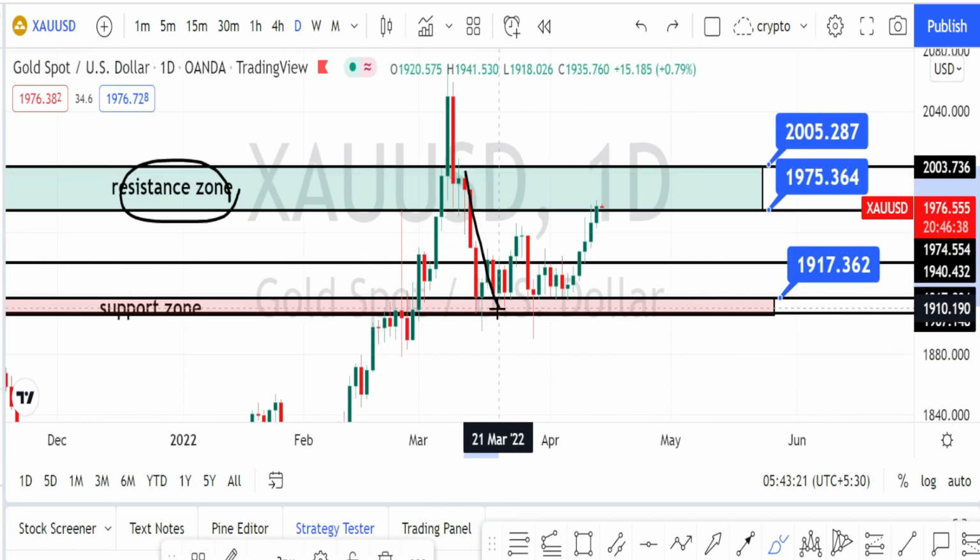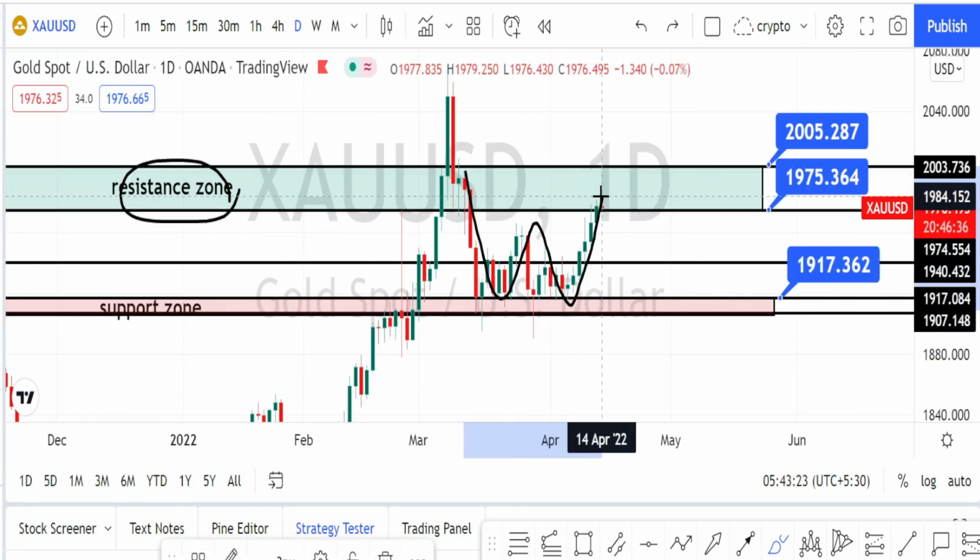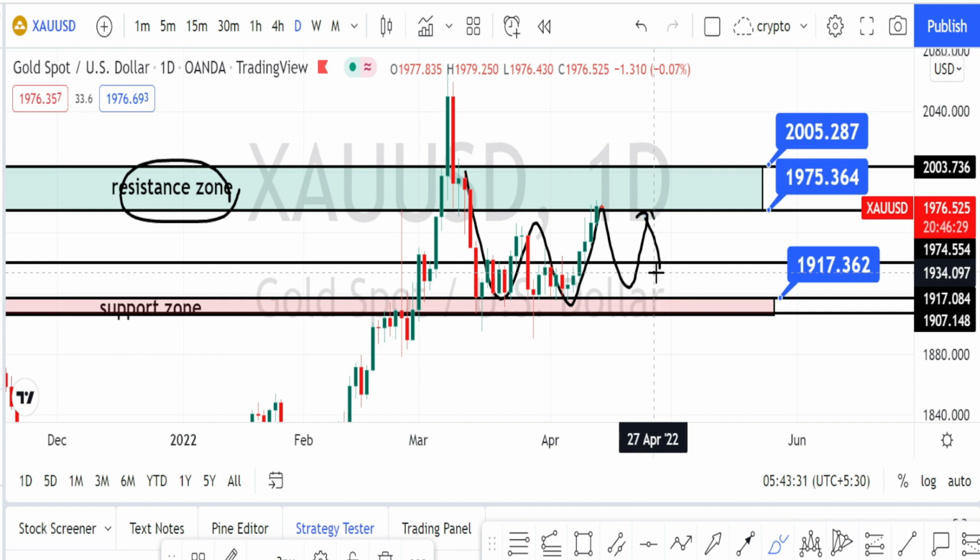So currently the price action is trading within this resistance and support zone. Currently it has gone up on the bullish trend. Soon we can expect a retracement on the bearish side. Let us do the analysis in 4 hours time frame.